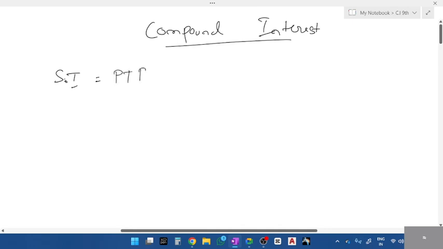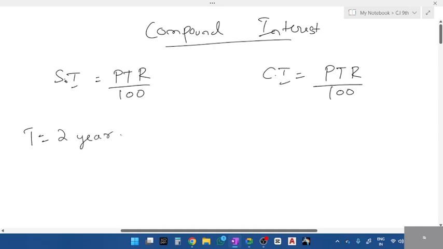PTR by 100. Okay, simple interest. And compound interest is also the same, PTR by 100. Without formula. The formula we'll study next. This is without formula. If time is equal to 2 years, how do you solve questions?